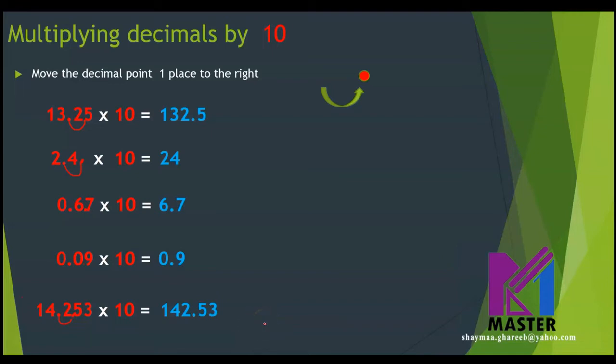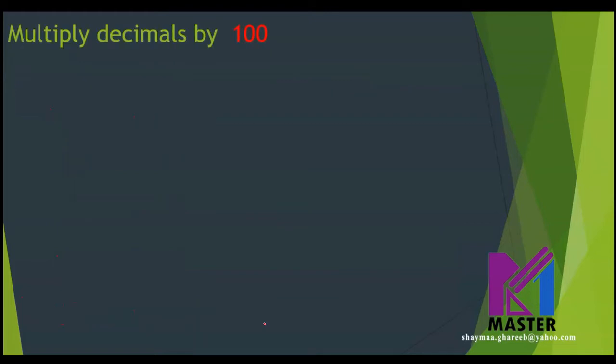Now let's move to the second part of our lesson. Multiplying decimals by 100. What do you think? When we multiply a number by 100, it means the number will be 2 places higher. Each digit in the number will be 2 places higher. What does this mean? Let's see, for example, I have 13.25 times 100.